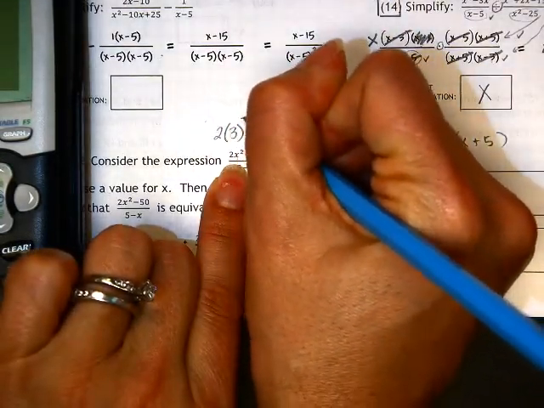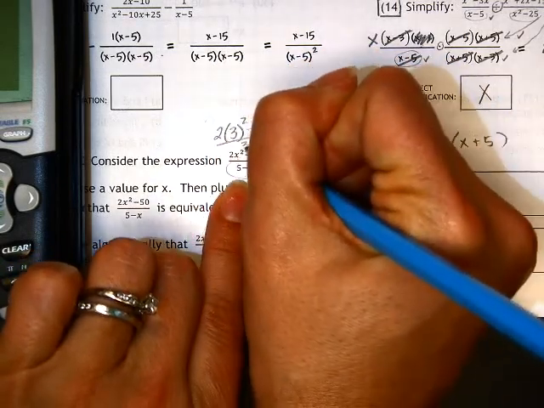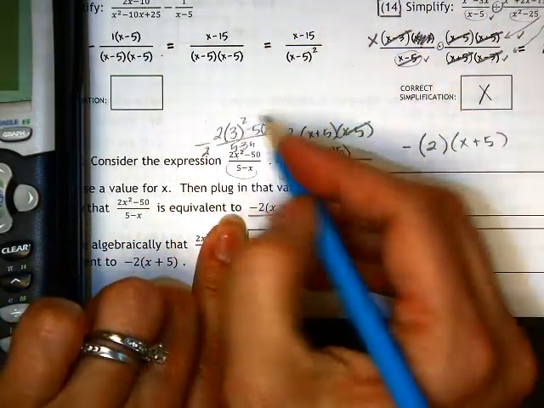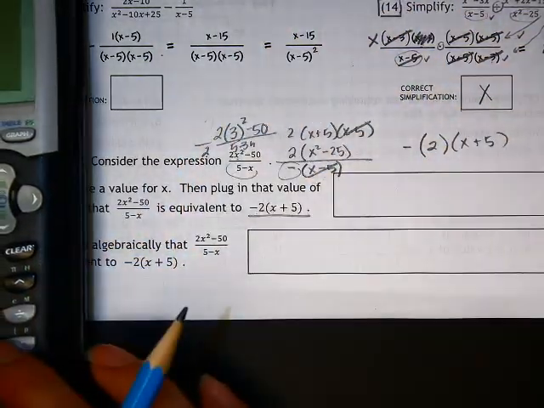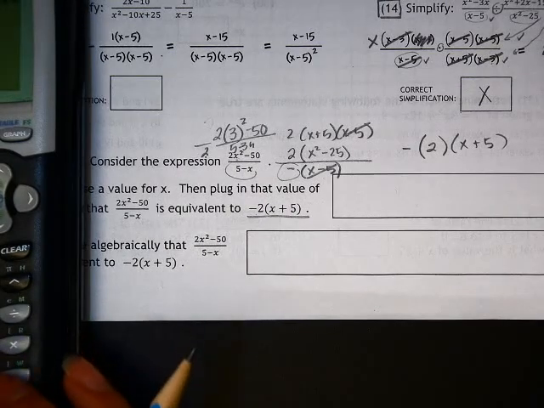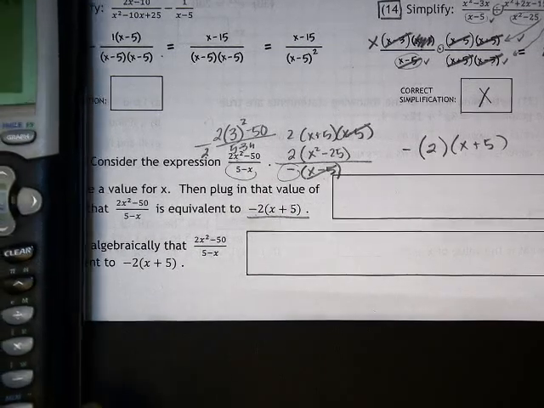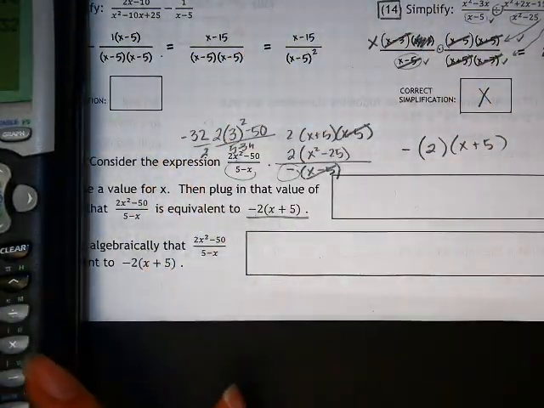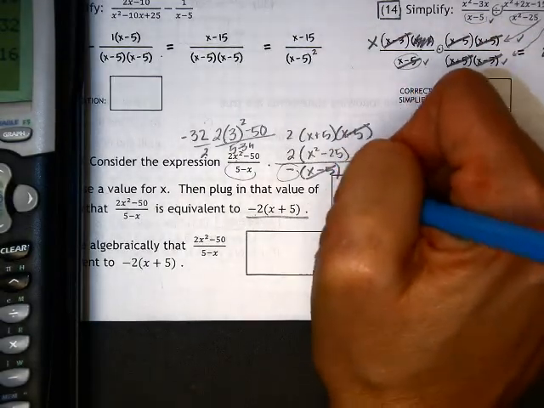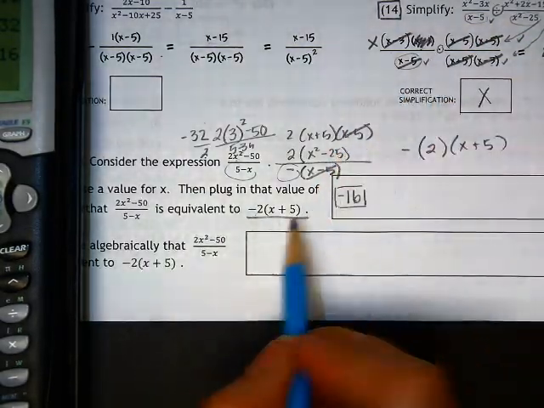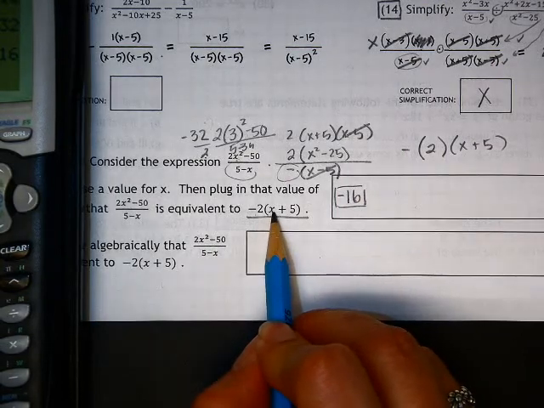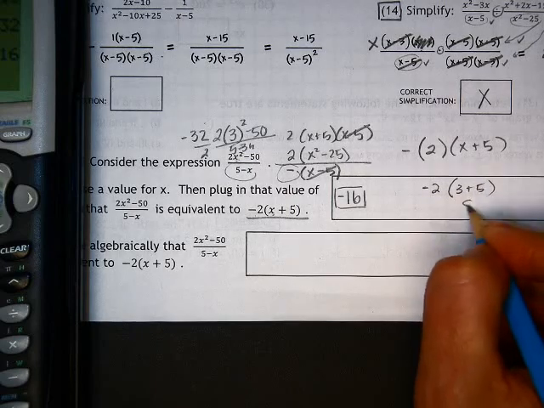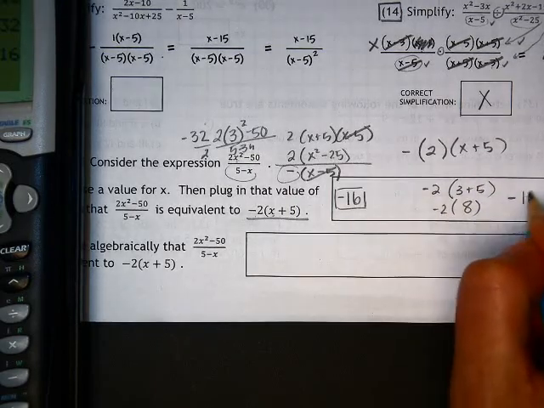So we'll do 3 squared minus 50 on the top, and then 5 minus 3 on the bottom. So the bottom becomes a 2, and the top becomes 9 times 2, and then minus 50. So I get negative 32 on the top. And negative 32 divided by 2 is negative 16. Now, when I plug in a 3 here, I get negative 2 times 3 plus 5 is 8 times a negative 2 is also negative 16.